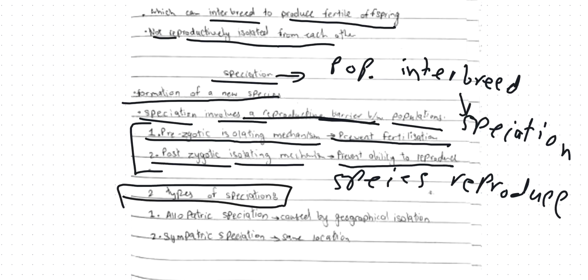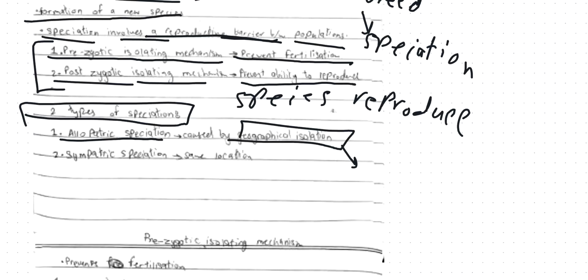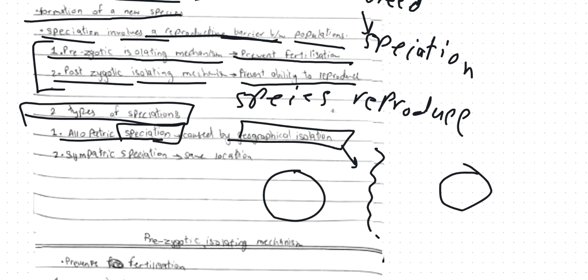There are two types of speciation that you need to know. Allopatric speciation is caused by geographical isolation. So when two populations are geographically isolated, let's say this is one species, this is another, and they are isolated by a big river, then there will be speciation. And which type? Allopatric speciation. But you'll have sympatric speciation in the same location. So sympatric happens at the same location.